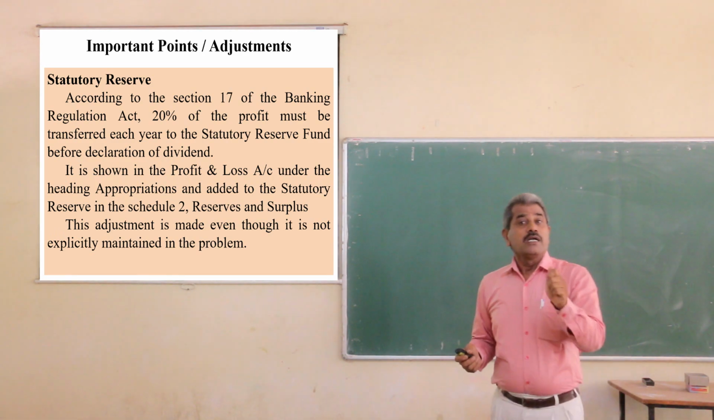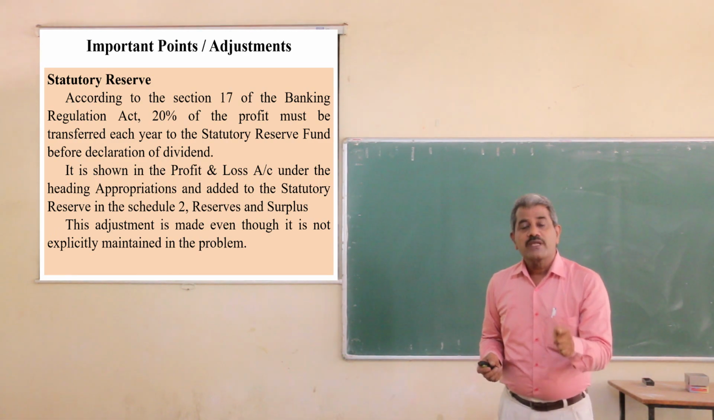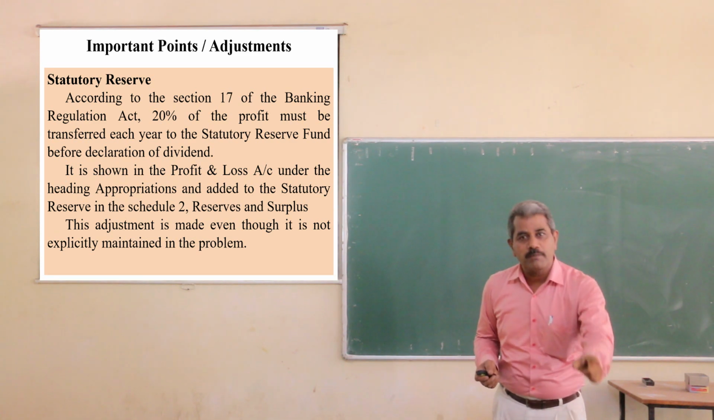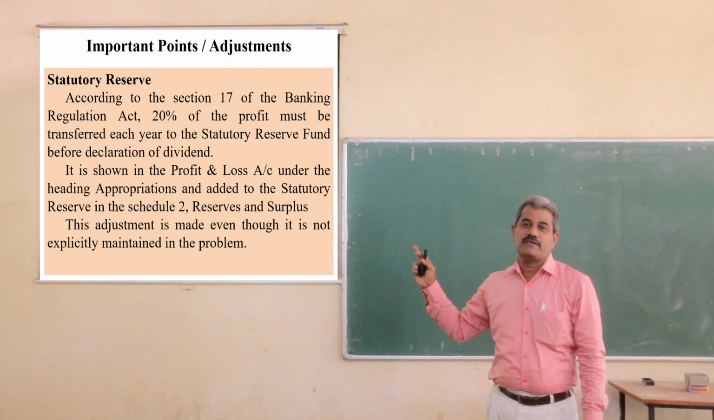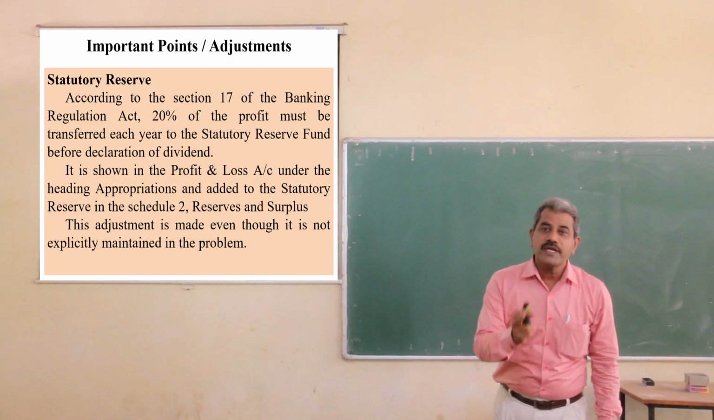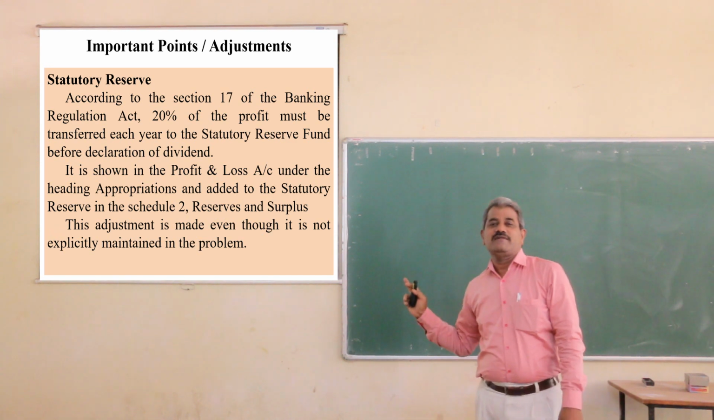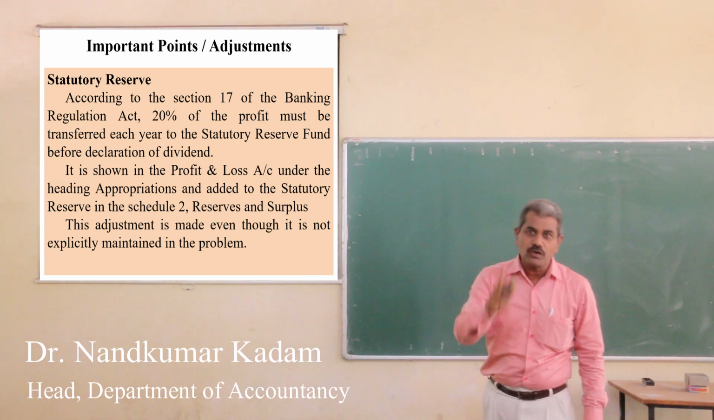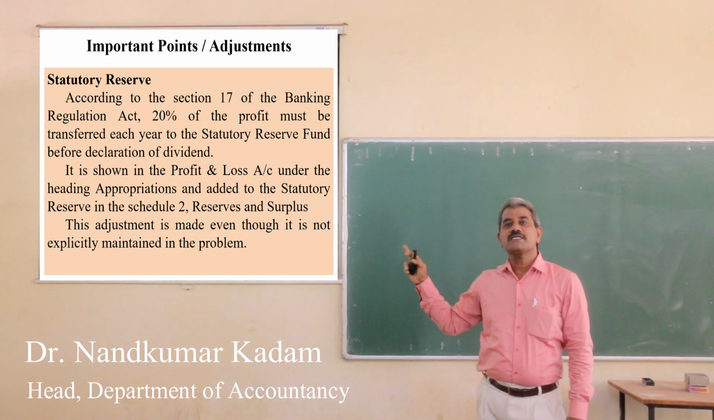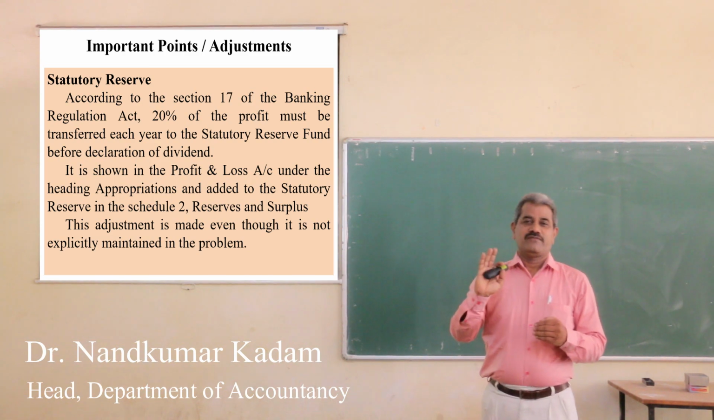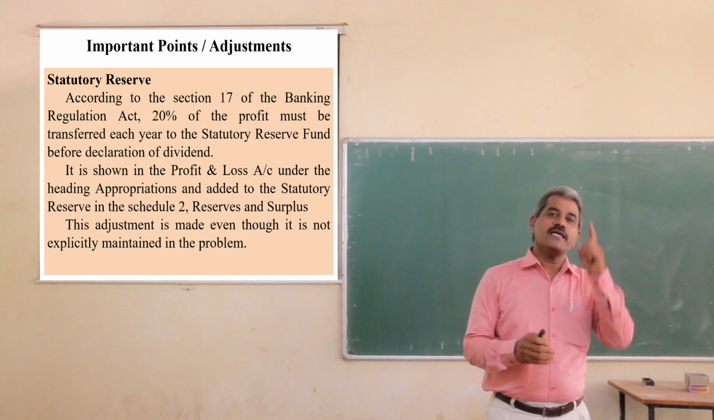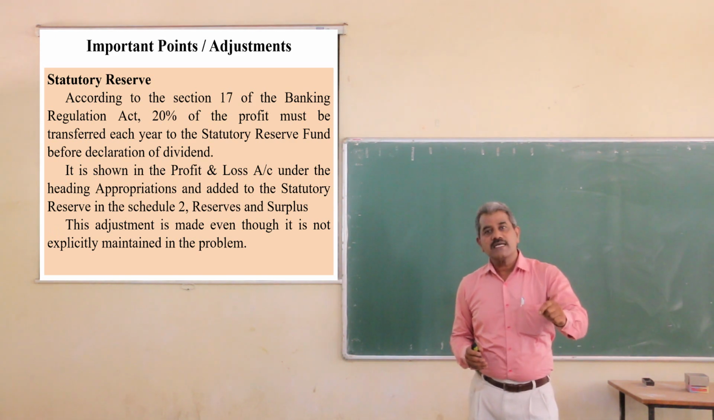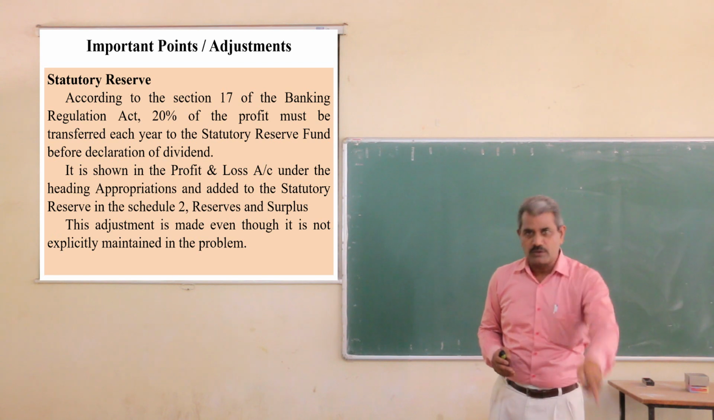Okay? The most important thing is that even if it is not explicitly mentioned in the problem, you have to make the adjustment. Okay? So for every problem, you have to make such adjustment. If it is mentioned, you have to make. If it is not mentioned in the problem, you have to make such adjustment. So this adjustment is compulsory. This adjustment should be made in each and every problem. If it is asked, you have to. If it is not asked, you have to. Okay?